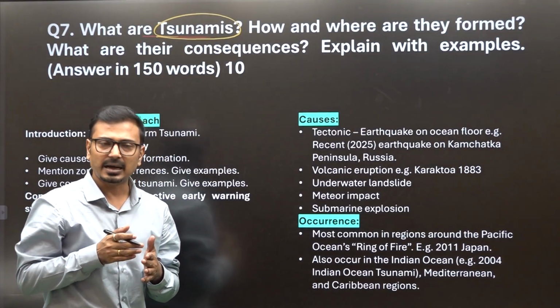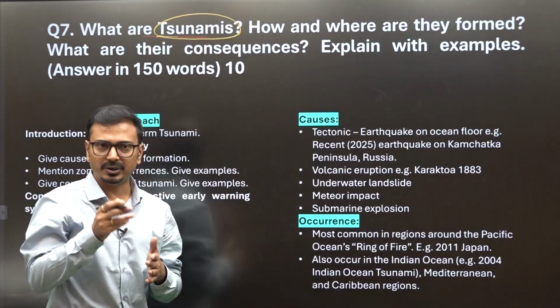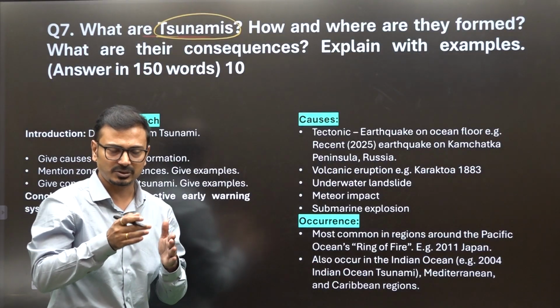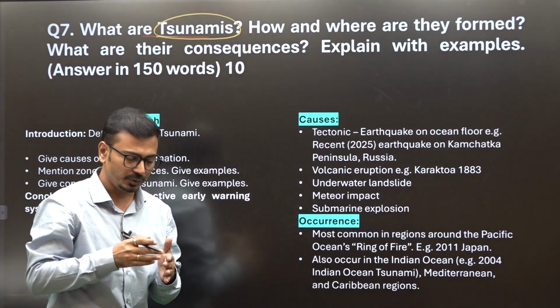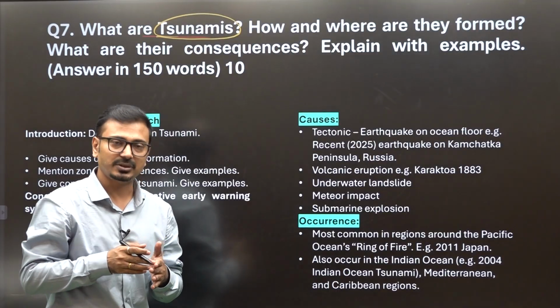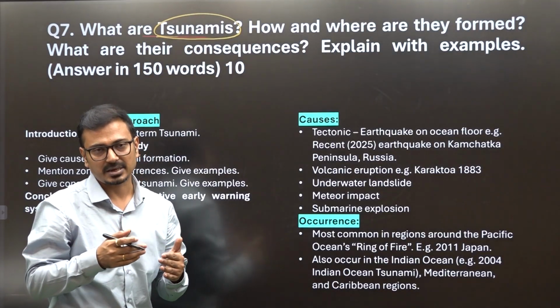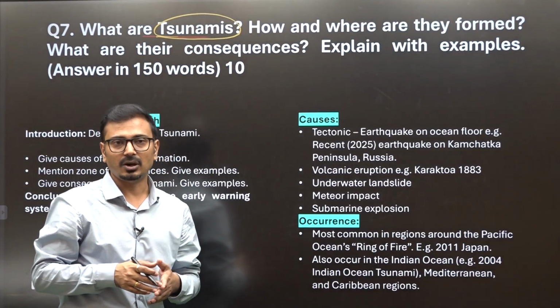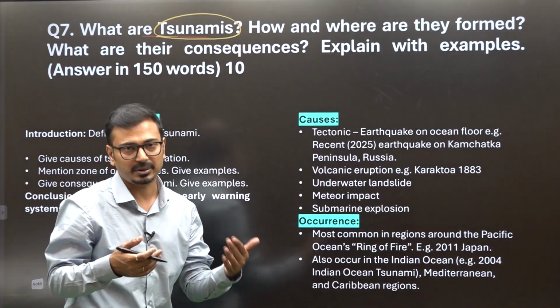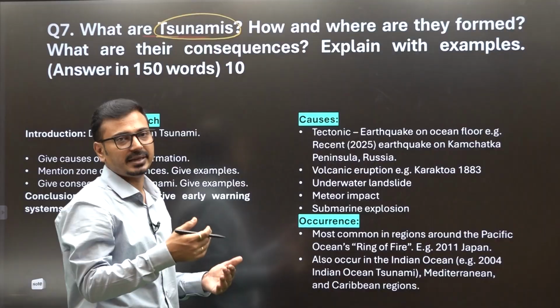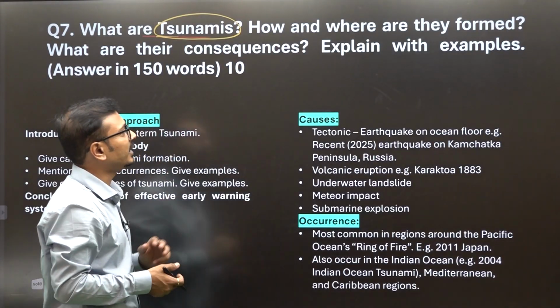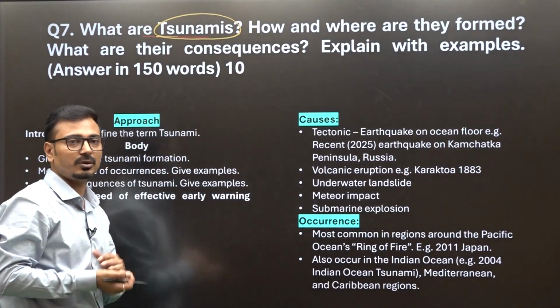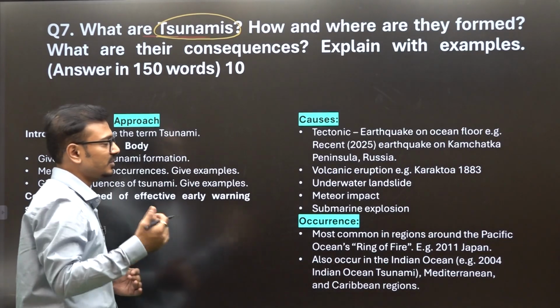2 years back, they had asked about dam failure. There were 2 dam failures in those 2 months only, one in Libya and the other in Ukraine. Last year, a large scale cloud burst happened in Uttarakhand and Himachal Pradesh. Immediately they asked a question. Or GLOF also happened in Sikkim. So immediately they asked a question. So this is how they keep on asking questions from natural hazards and disasters in GS1 and 3.